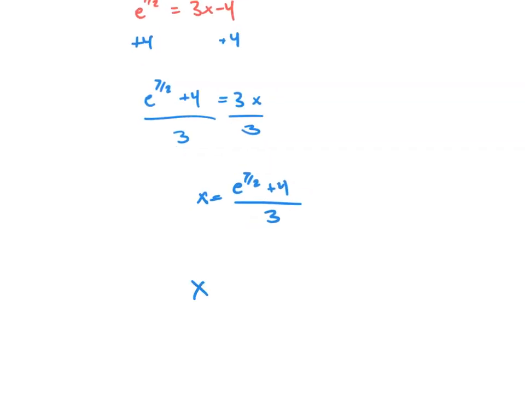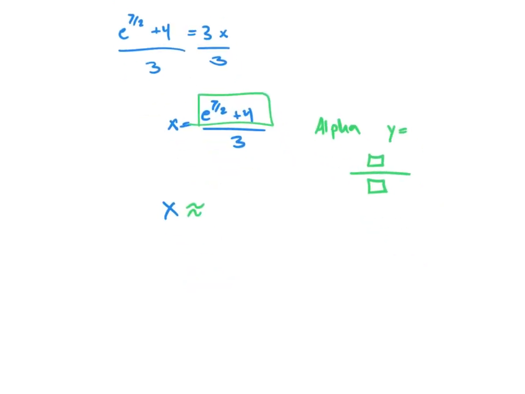Now, when you go to type that in on your calculator, you will want to do the numerator first. So if you do e to the 7/2 power plus 4, there's a couple ways you could do it on your calculator. If you hit alpha, y equals, and you're on the newer calculators, you can hit option 1 and it'll give you a fraction where you can type in the numerator and denominator. You could also just type it in with the numerator in parentheses and then divide it by 3 like that. Whichever way you do, you should get that x is approximately 12.4.